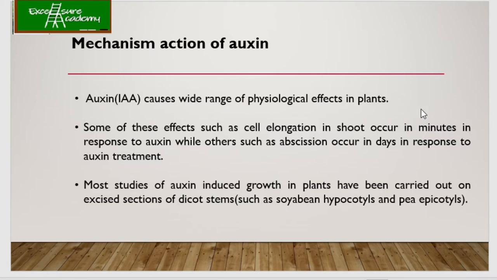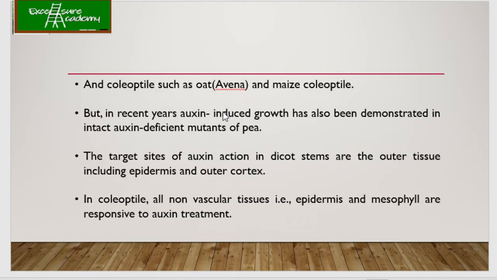Now, these studies have been done on the excised sections of the dicot stem, where they have taken either the hypocotyl region or the epicotyl region, and on coleoptiles such as oat and maize coleoptile. So, they study the mechanism of auxin with the help of the coleoptile. Now, in recent years, they have also used the entire plant. Instead of using the coleoptile, they have also used entire mutant plants in order to study.